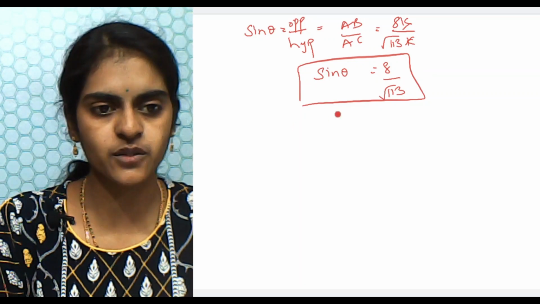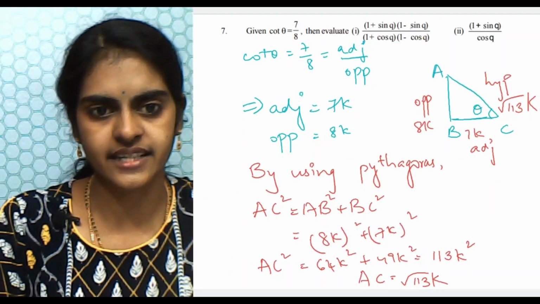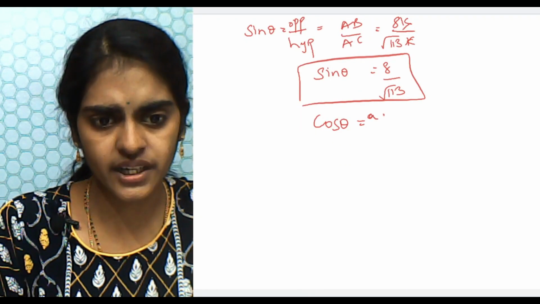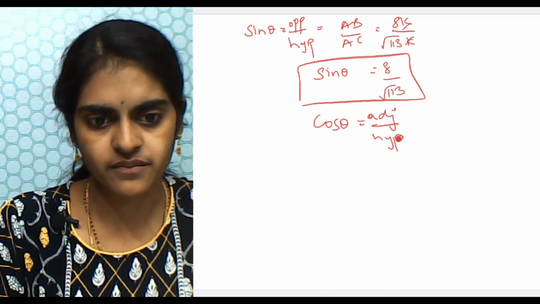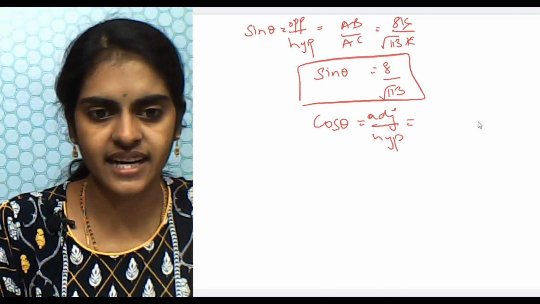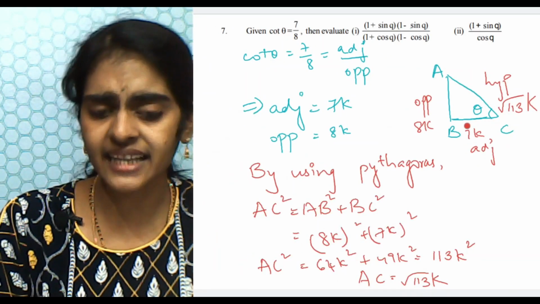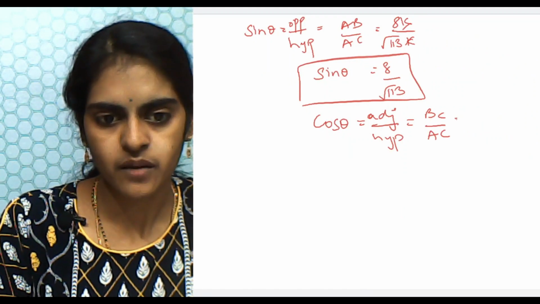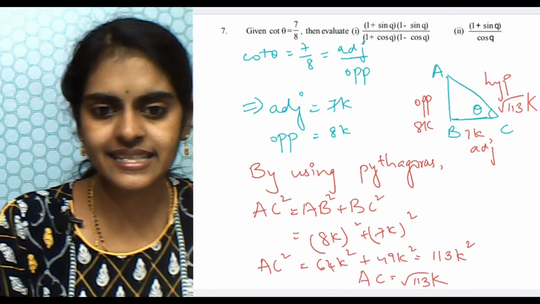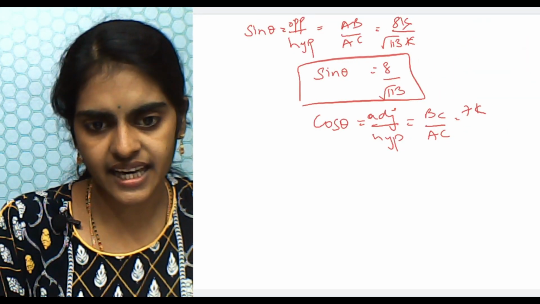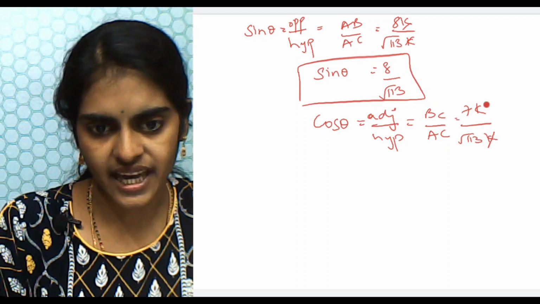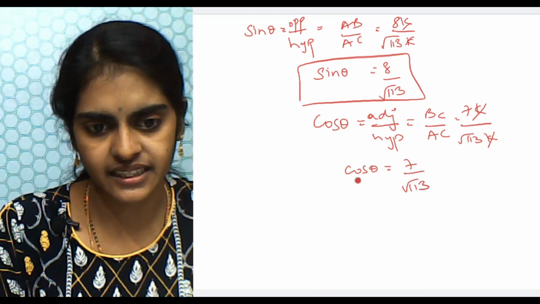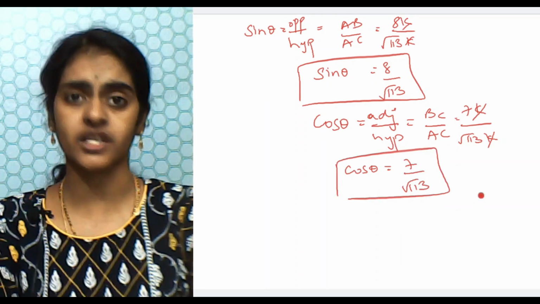Now let us find the next one. What is the next ratio you need? Cos theta. So cos theta is adjacent by hypotenuse. So adjacent side of this angle is BC and hypotenuse is AC. So it is BC by AC. BC is 7k, AC is root 113k. So k and k get cancelled. So cos theta is nothing but 7 upon root 113. So you got sine and cos values.